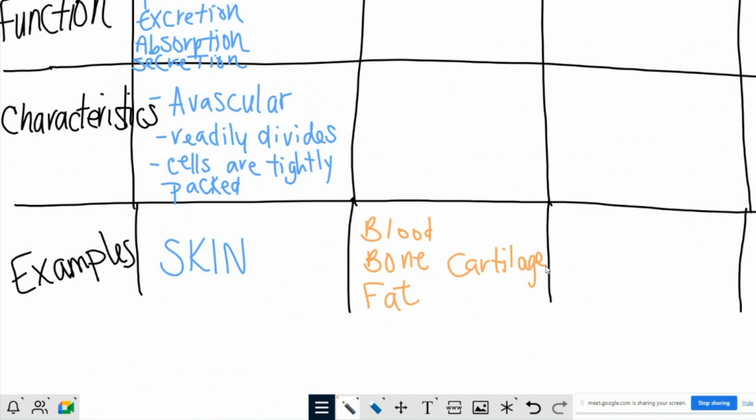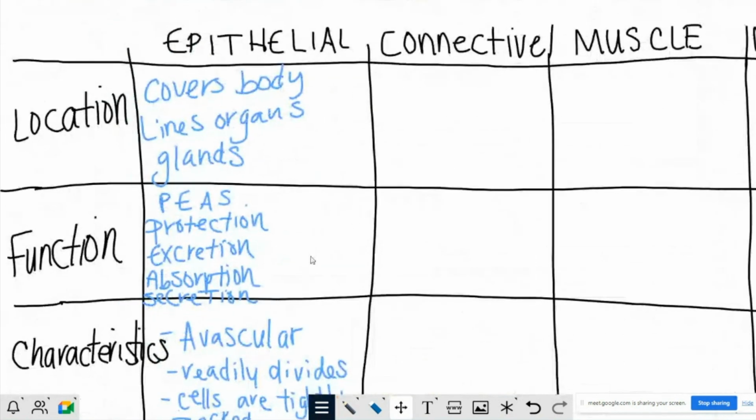But nonetheless, that is a connective tissue. Let's jump back up here to location. So now that I've said that, this will make a lot of sense. It's everywhere. It is the most abundant tissue type you have. Of all of the types of tissue in your body, you are mostly composed of connective tissue. It's the most abundant, the most numerous.